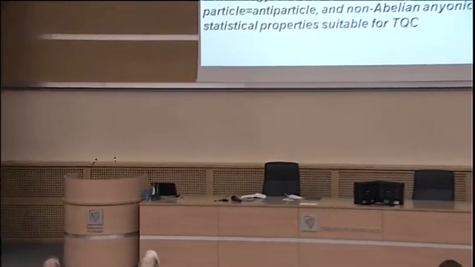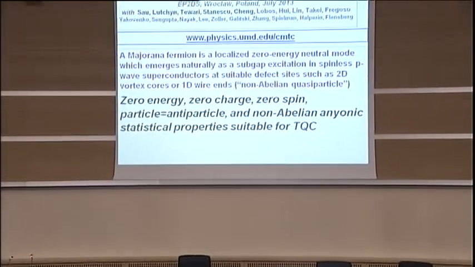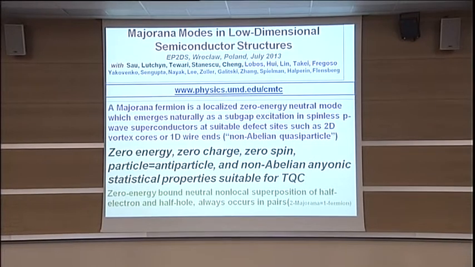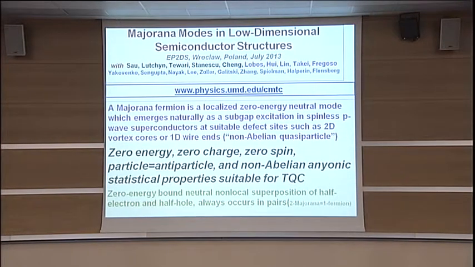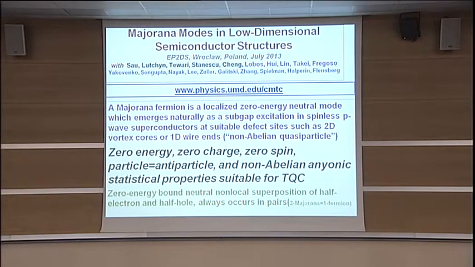They are really very strange objects, and they're almost like nothing, but this nothing has properties which are very, very important. One other way of thinking about it is a zero-energy, bound, neutral, non-local superposition. I could have thrown in the word entangled there also, a superposition of half an electron, half a hole. I'm talking about solid-state systems now. I'm not talking about the original Majorana particles of Ettore Majorana.